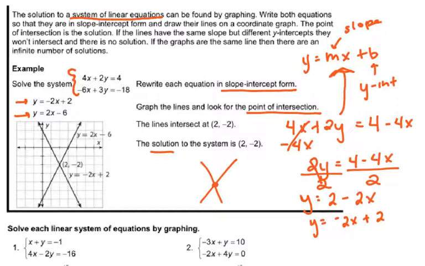So in this case, when we plot these two equations in slope-intercept form, then you're going to have a point here where they cross. And that point is your solution. So the solution to this is (2, negative 2). That's the point. That's the coordinate.